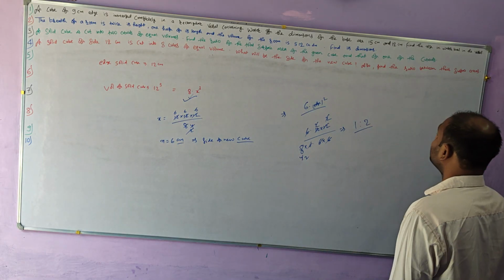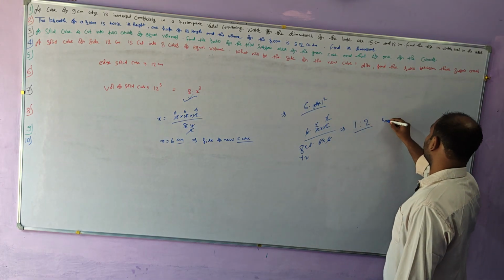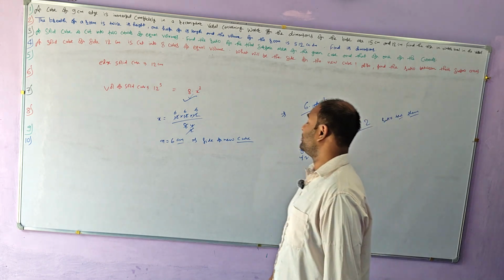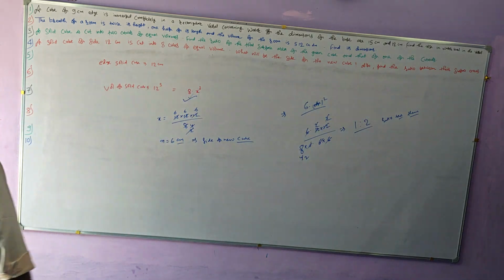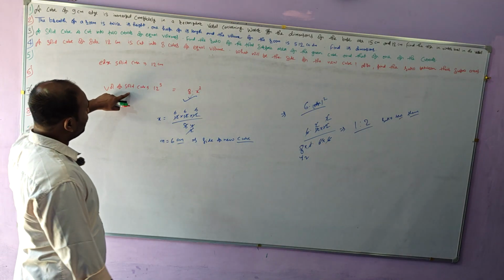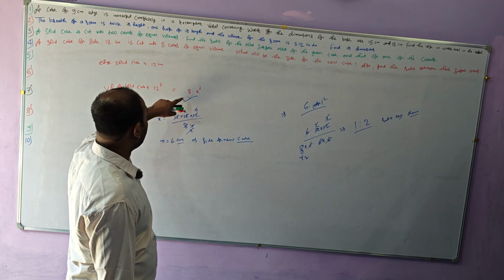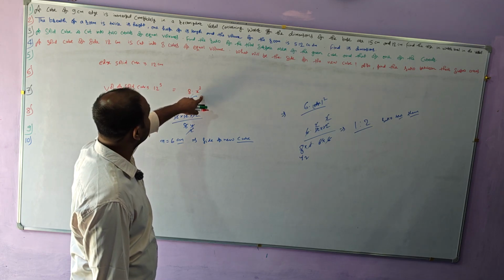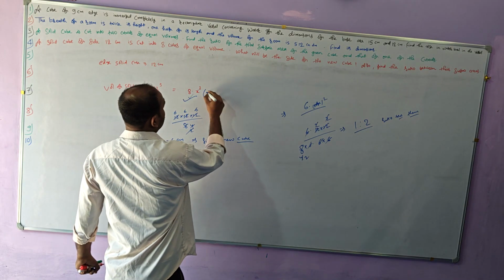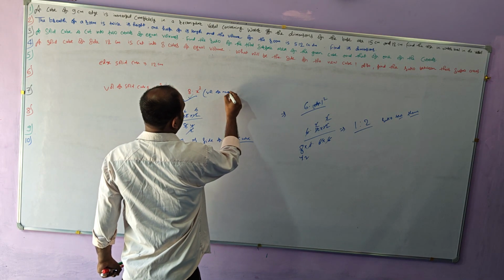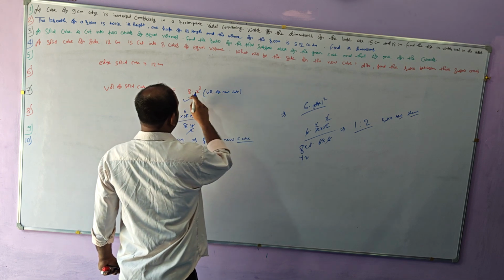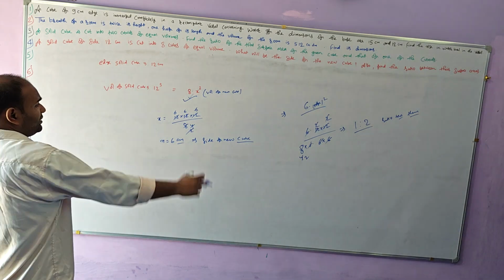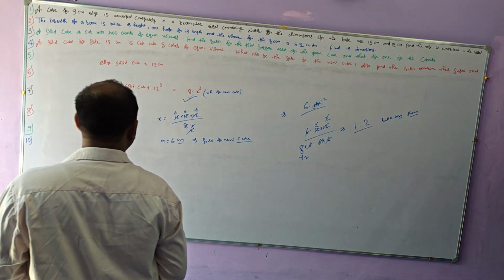So the ratio between them is 1:8. Basically we have a solid cube of 12 centimeter and its volume is 12 cube, and that is equal to 8 into the volume of 1 new cube, multiplied with 8, as we have 8 new cubes. Now after solving, we got a result of this.